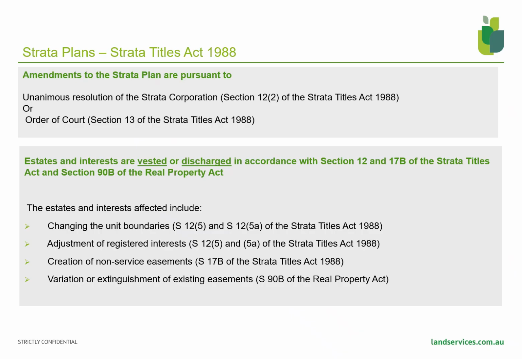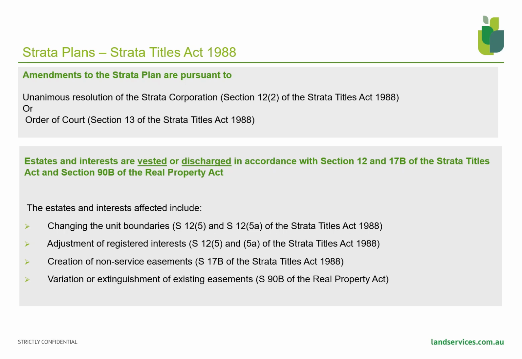The legislation that oversees strata plans is the Strata Titles Act 1988, and for any amendment to be done to a strata plan, it has to be pursuant to a unanimous resolution of the Strata Corporation or pursuant to a court order. Either of these 2 points need to be addressed before an amendment to an existing strata would be accepted by our office. Section 12 is the section of the Strata Titles Act that requires a unanimous resolution, and Section 13 is in regards to a court order.